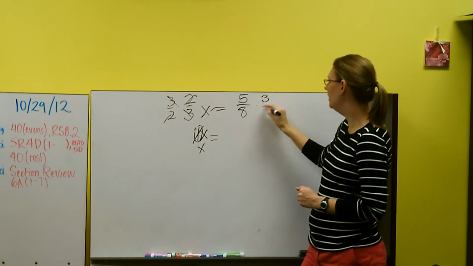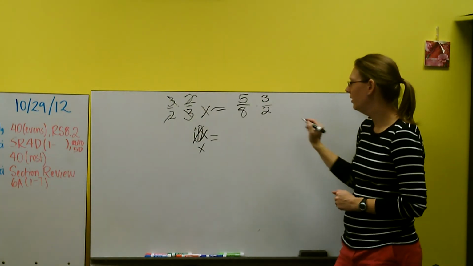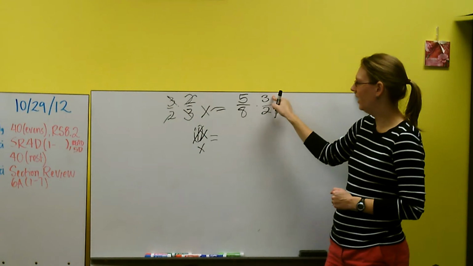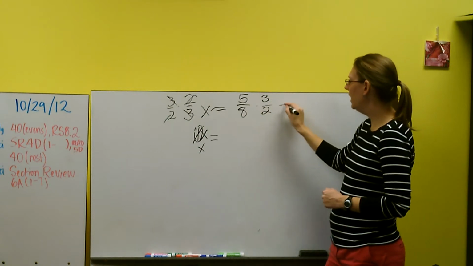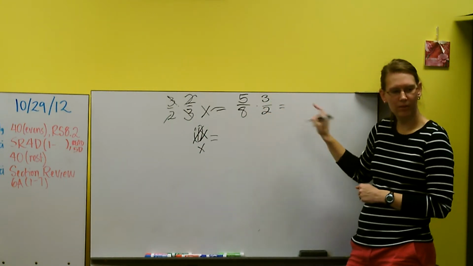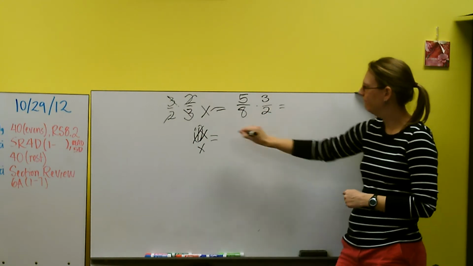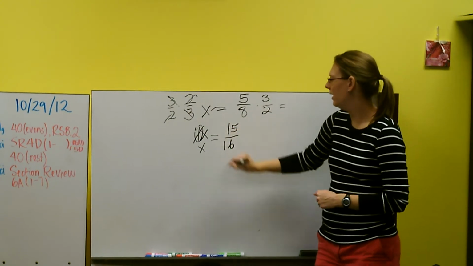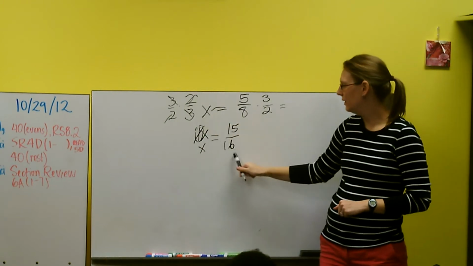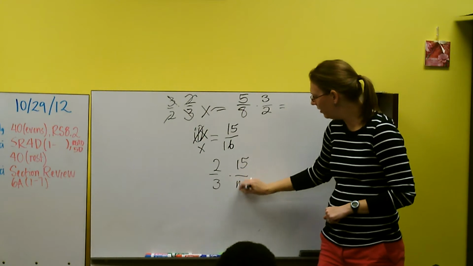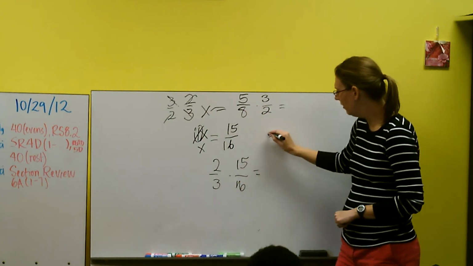And whatever we do to one side, we have to do to the other. Can't reduce anything here. 5 has nothing in common with 8 or 2. 3 has nothing in common with 8 or 2. So what would our answer here be? 15 over 16. Good. So x, in this case, is 15 over 16. If we take 2/3 and multiply it by 15 over 16, we should get 5 over 8.